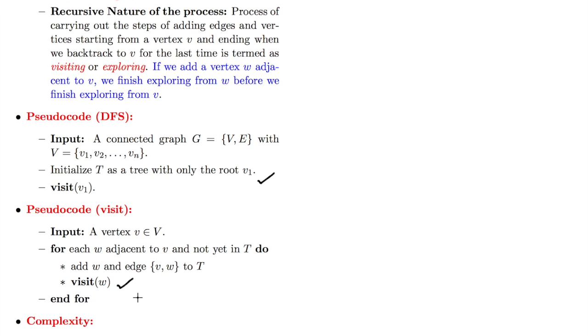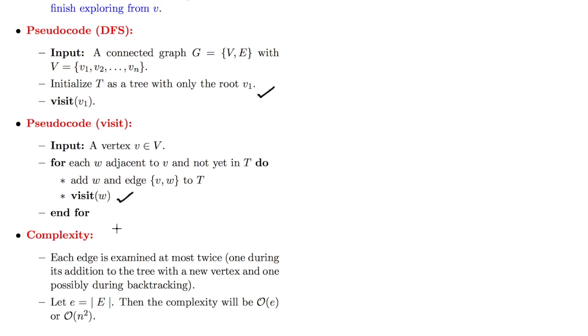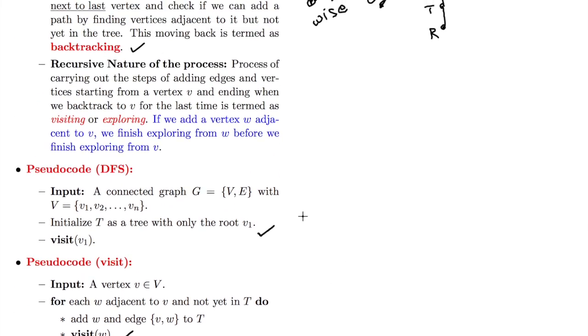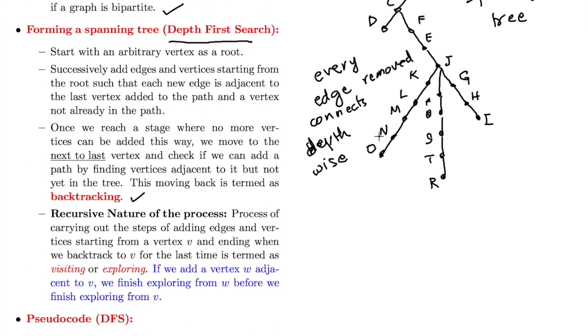Now what is the complexity of that? We assume that an adjacency list is available, so reading from that takes zero or negligible computations. Then each edge is examined at most twice: once during its addition to the tree with a new vertex, and once possibly during backtracking. For example, take the edge M to N. When we were at M, we checked what is adjacent to M. We said N.